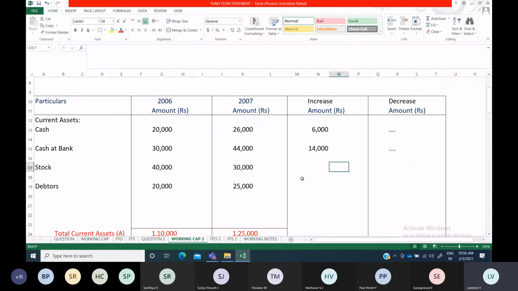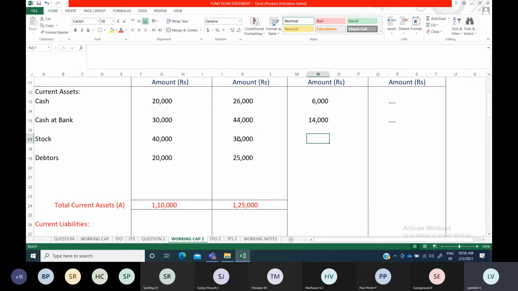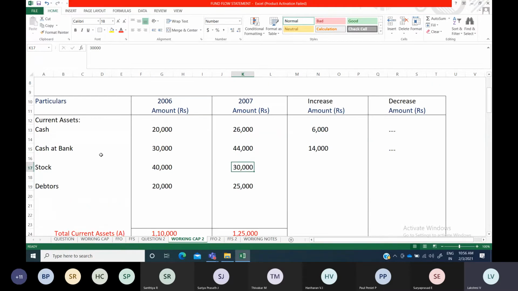Okay, so next is for stock. From 40,000 it has gone down to 30,000, so it has decreased here. So what is the thing? Decrease in current asset means decreases working capital. So you have to show in the decrease column only 10,000. So here you have to mention nil.